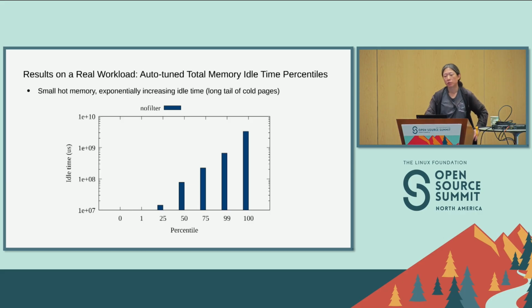For example, this is an example of the memory idle time percentiles on a real-world workload. We show that it has very small hot memory, and the idle time is increasing very exponentially. Note that the y-axis is in log scale.